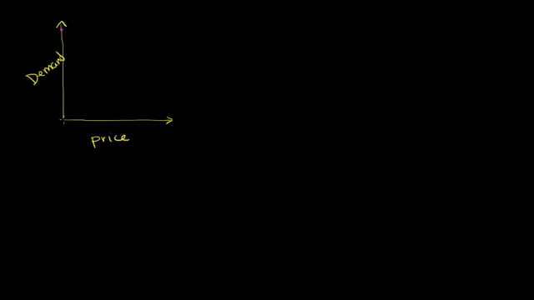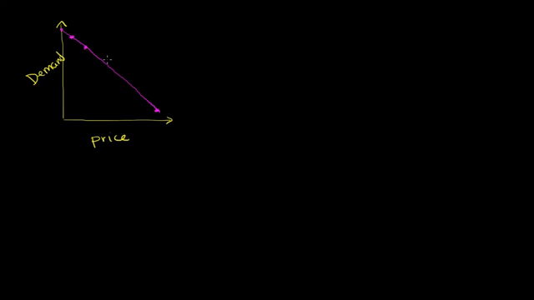Now right here the price is low, demand is high. If price were to go up a little bit, maybe demand goes down a little bit. If price went up a little bit more, maybe demand goes down a little bit more. And so if price went up a bunch, then demand would go down a bunch. And so the line that represents how demand relates to price might look something like this.